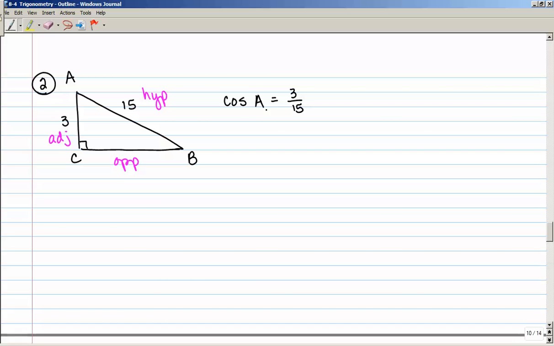Okay, so what angle has a cosine of 3 over 15? So the measure of angle A is equal to the inverse cosine of 3 over 15. Punch that into your calculator. Second cosine 3 divided by 15, and that will give you that the measure of angle A is approximately equal to 78.5 degrees.